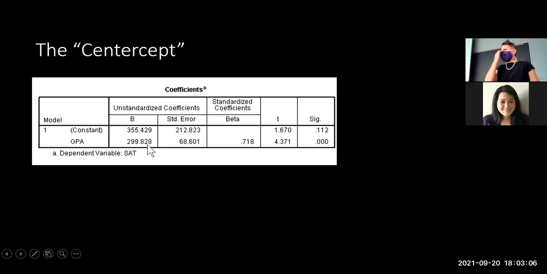Did you read the article, "The Centercept," or are you reading that this week? I think you didn't read it. There's an article called "The Centercept." It's in your readings for next week, or to continue your understanding of this week. The idea of the centercept is that your intercept tells you different information as you recenter your variable. That's all.